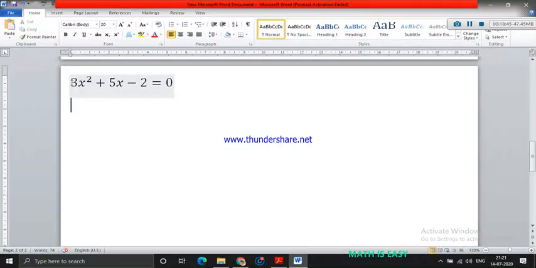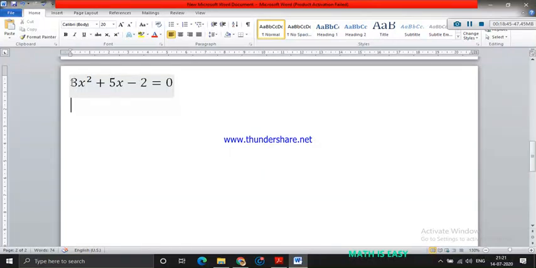So there are two cases. One is x minus 2 equals to 0, then I'll get x equals to 2. Okay, this is case 1. Another case is 3x minus 1 equals to 0. When I solve this for x, you are going to get x equals to 1 upon 3. So these are the two values of x you got after using the splitting the middle term for the given equation, right?